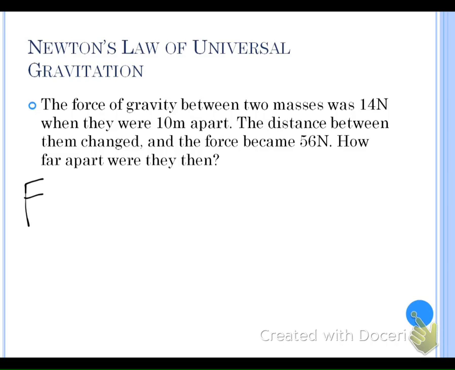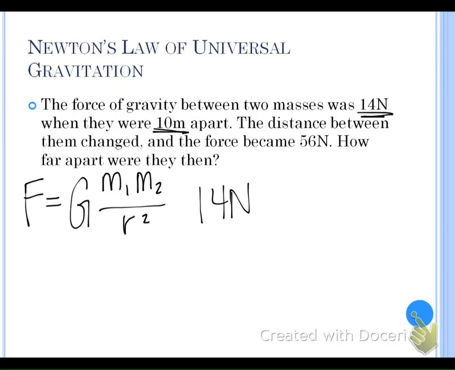So we'll use our equation, F equals G, M1, M2 over R squared. In our equation, we were given force and radius for this first part of our question. 14 newtons as our force. We know that our G is always 6.67 times 10 to the negative 11. You really have to put it in there. It's going to mess your problem up if you don't have it in there. We don't know M1 or M2, so we're going to just leave them there.